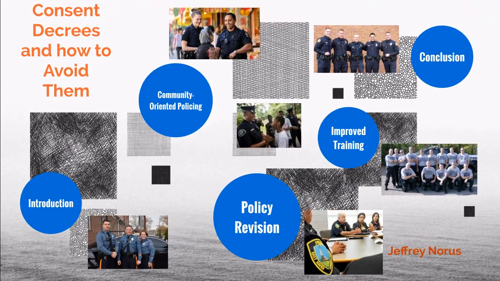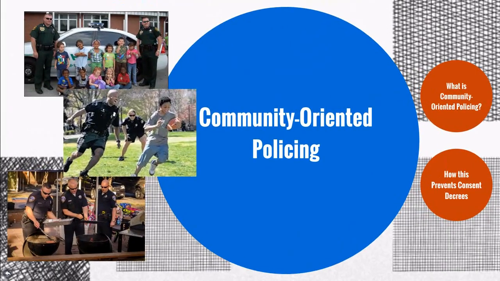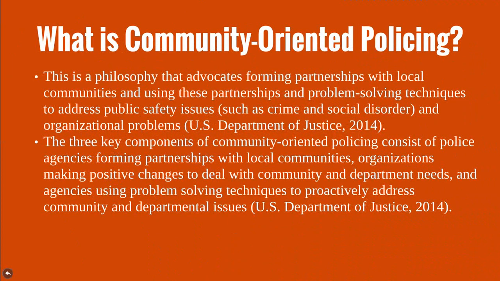So the first way we're going to look at as far as how a criminal justice agency can avoid a consent decree is through community policing tactics. So what is community-oriented policing? Ultimately, it's a philosophy that advocates forming partnerships with local communities and using these partnerships and problem-solving techniques to address public safety issues such as crime and social disorder and organizational problems.